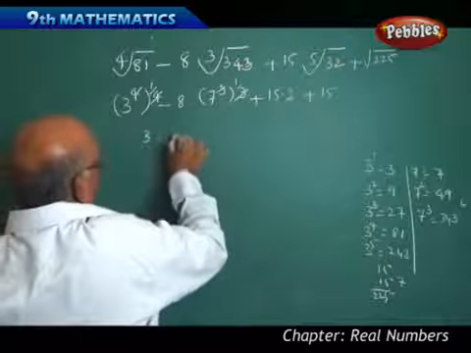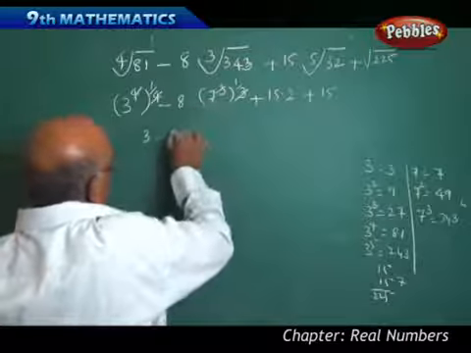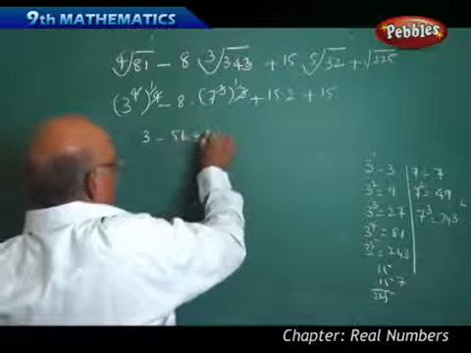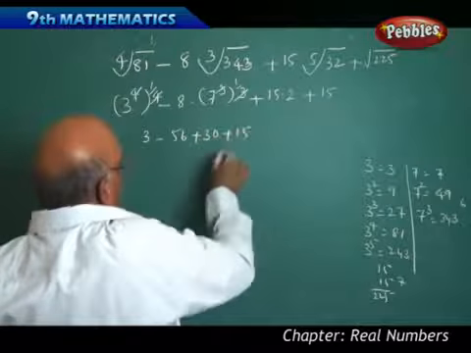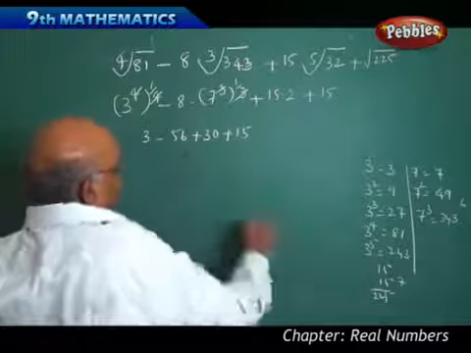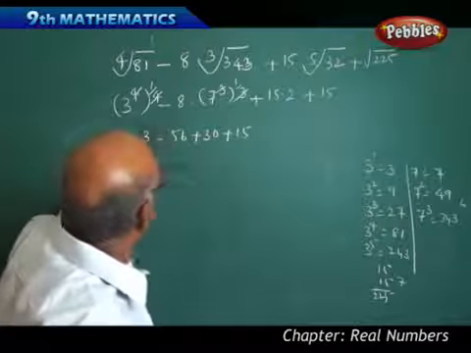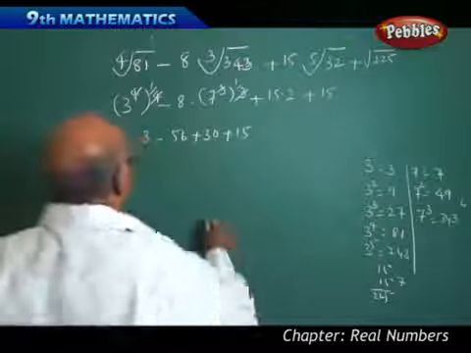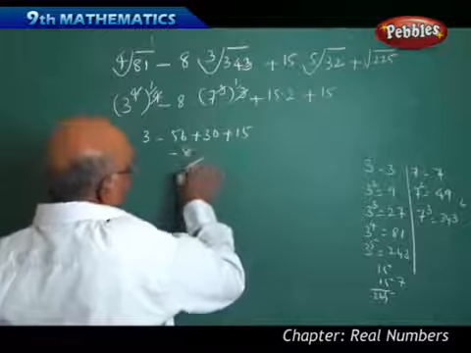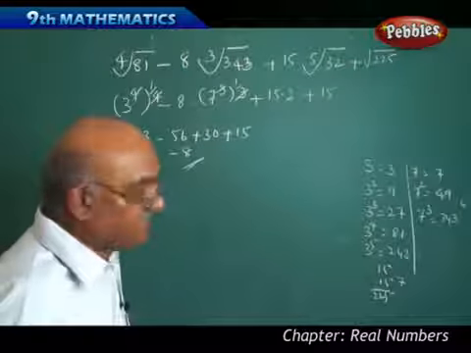Therefore, 3 minus 8 sevens are 56 plus 30 plus 15. Therefore, 30 plus 15 is 45. 45 plus 3 is 48. 48 minus 56 is equal to minus 8, I am getting it. Therefore, the ultimate answer is minus 8.